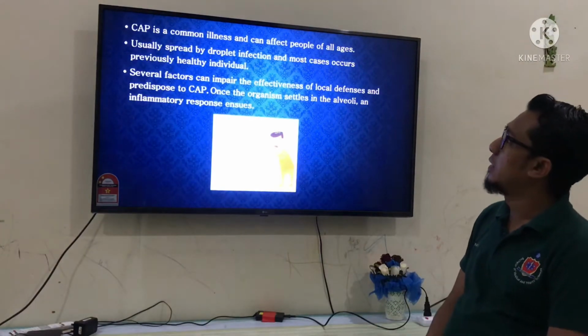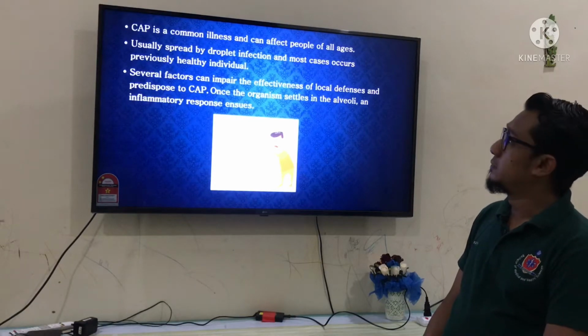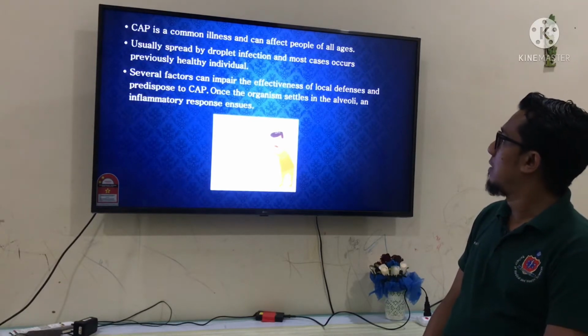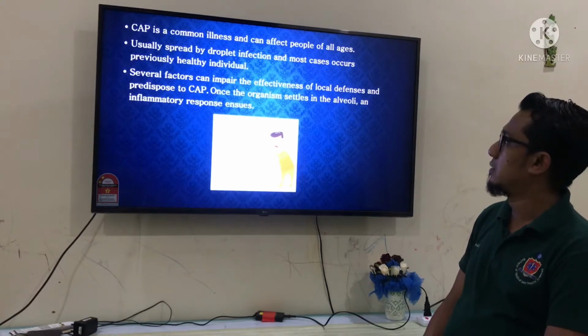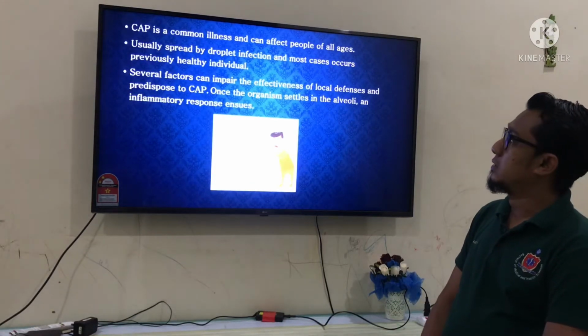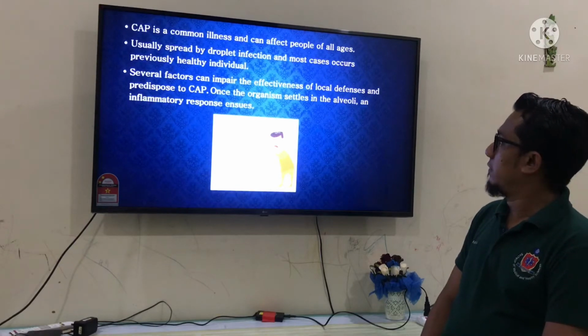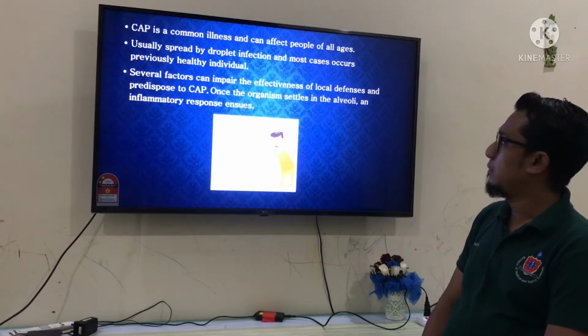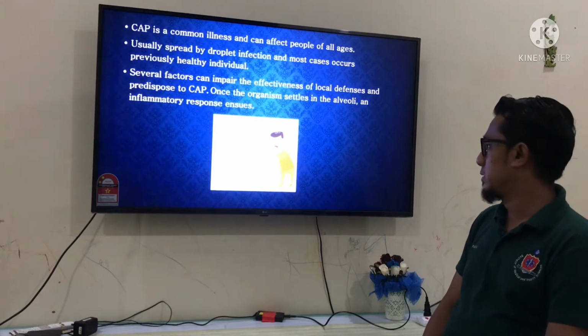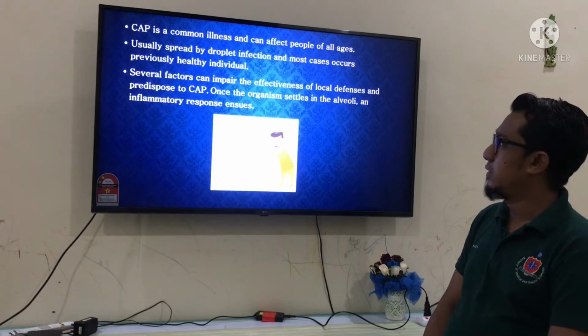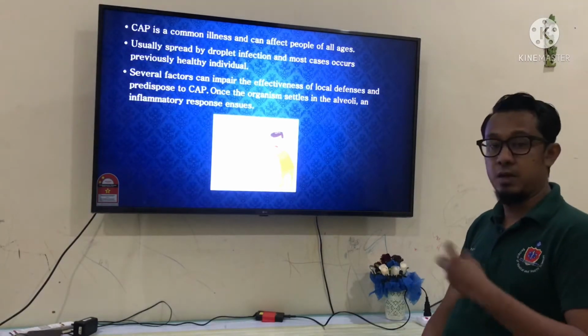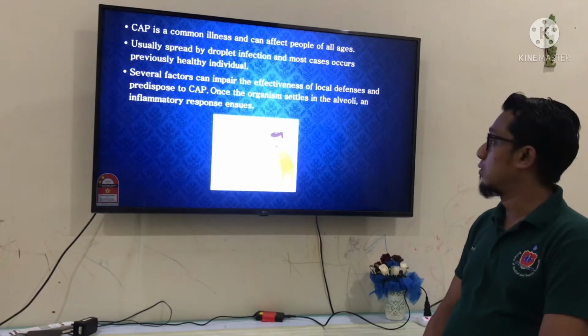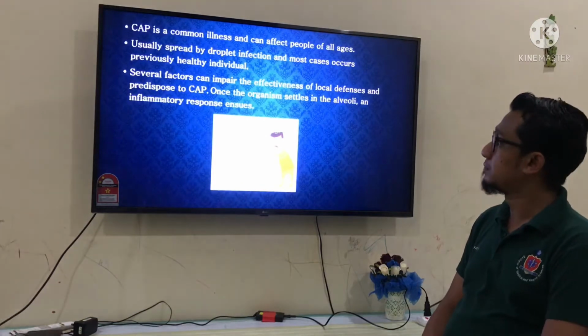CAP is a common illness and can affect people of all ages. Usually spread by droplet infections, and most cases occur in previously healthy individuals. Selalunya jangkit melalui droplet, dia spread dengan droplet. Several factors can impair the effectiveness of local defense and predispose to CAP. Once the organism settles in the alveoli, an inflammatory response ensues. Bila organism bakteria yang masuk dalam alveoli, dia berlakulah inflamasi, menyebabkan pneumonia.